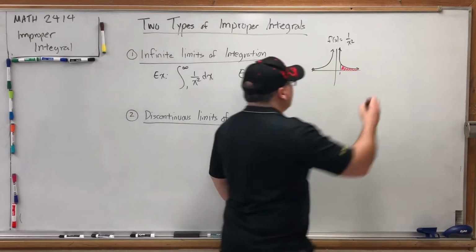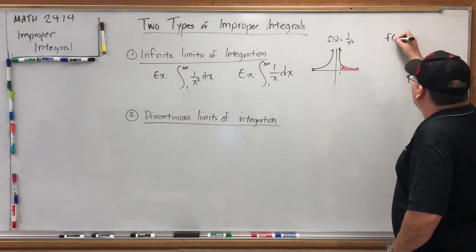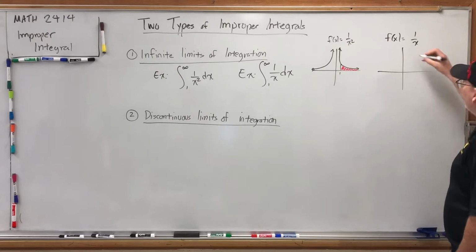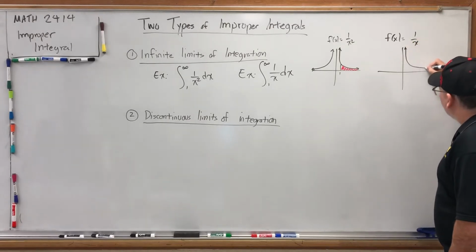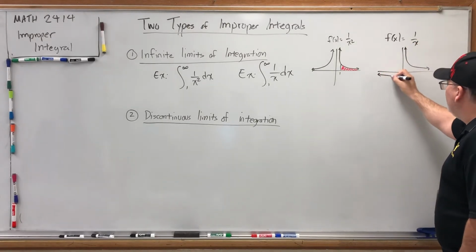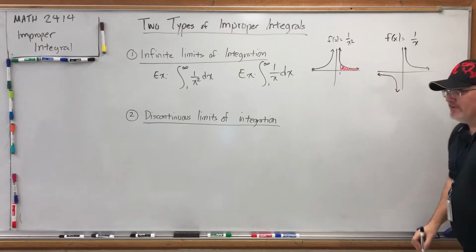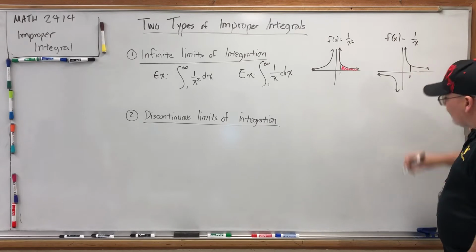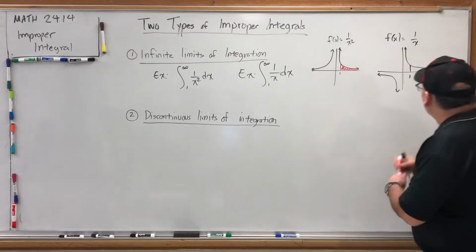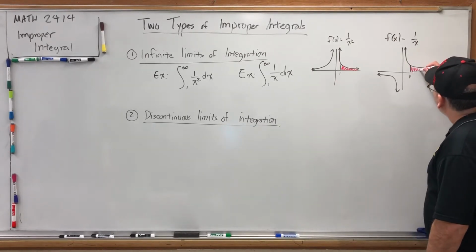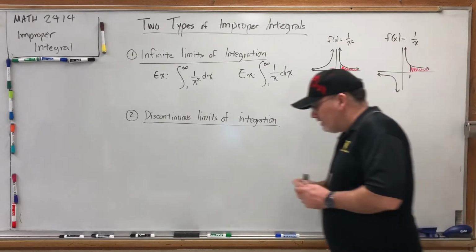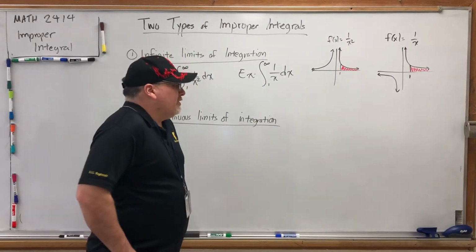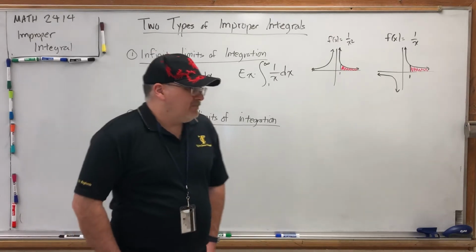Or the same thing if it were f of x equals 1 over x, which you're probably a little more familiar with, has a branch in quadrant 1, but also in quadrant 3, because for this function, negative inputs yield negative outputs. And if we were to find the area from 1 to infinity, or rather the integral from 1 to infinity, we'd be calculating that area. So it's a natural question to ask, what does it even mean for that area to exist?